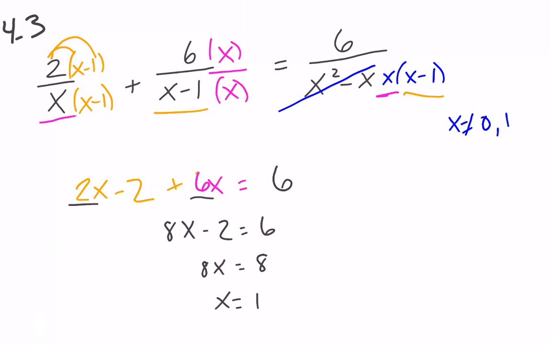But what did we say x can't equal? 1. Because if I substitute 1, I'm going to get 0 in my denominator. So that means my final answer is no solution. Once again, that's because the answer I got when I was solving my equation ends up being one of the excluded values.